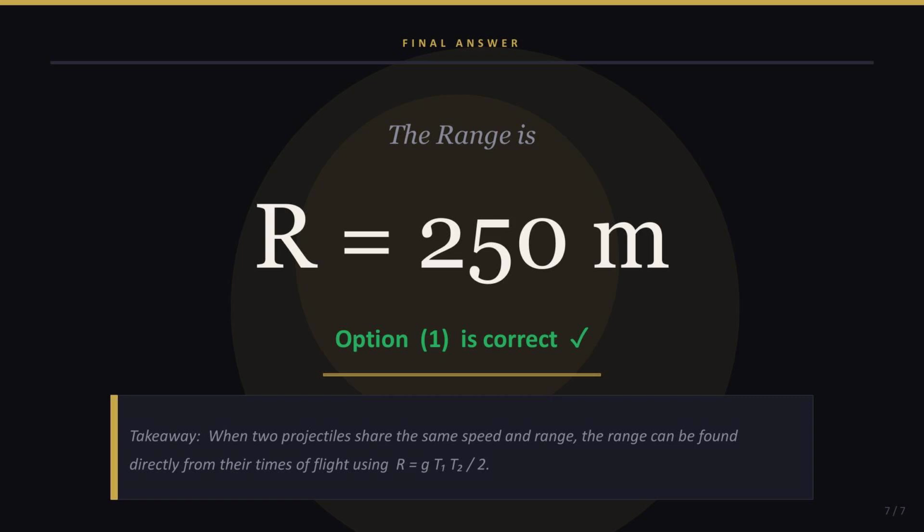And there we have it. The range is 250 meters, which corresponds to option 1. The key takeaway from this problem is the master formula, R equals g times T1 times T2 divided by 2. This beautifully shows that once you know the two times of flight, you do not need to know the individual projection angles at all. The physics does all the work for you through the complementary angle relationship.